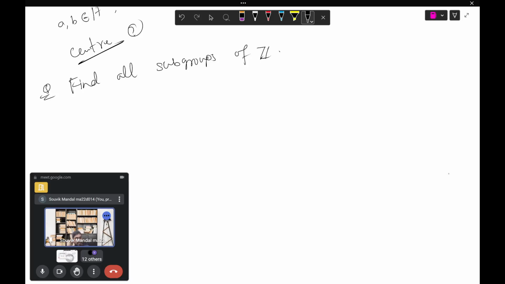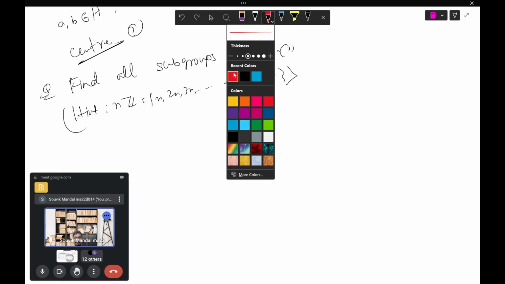Find all subgroups of Z. I mean, the answer will be all possible subgroups in Z. That is nZ: n, 2n, 3n, ..., minus 2n, minus 3n, and so on. Okay. So now how to check that, or how to prove it? Think about it.